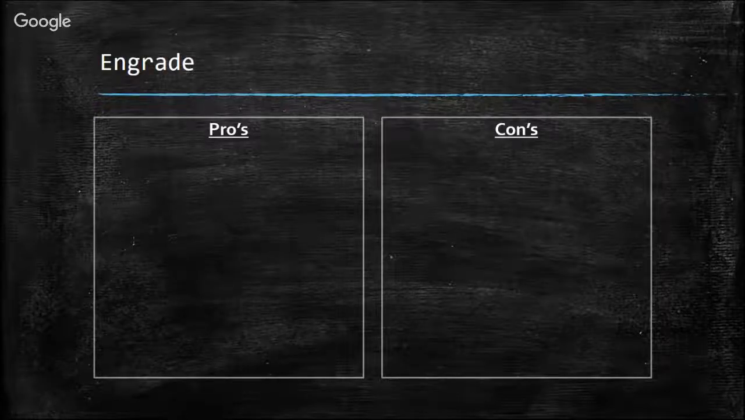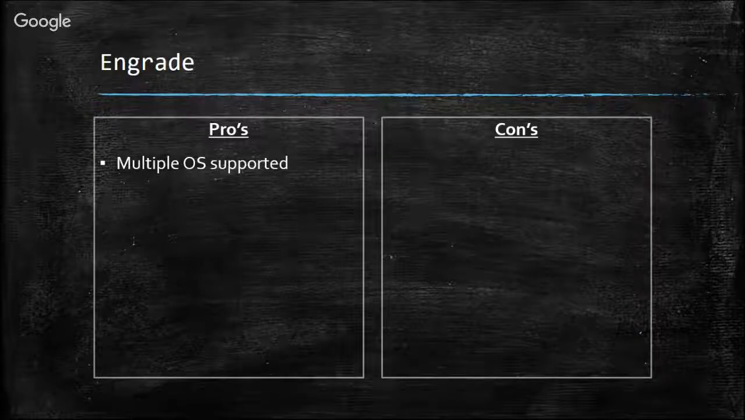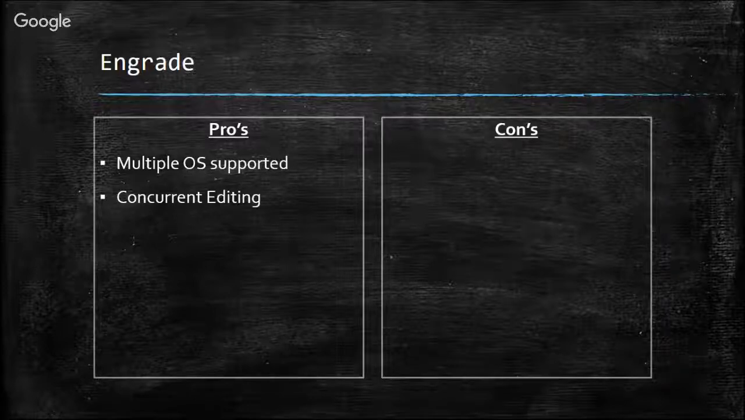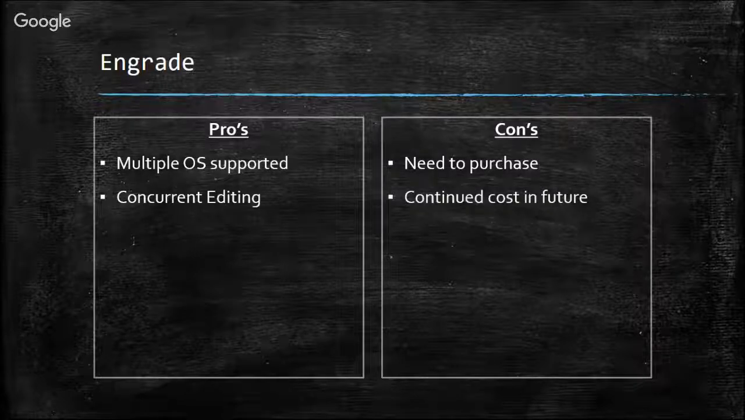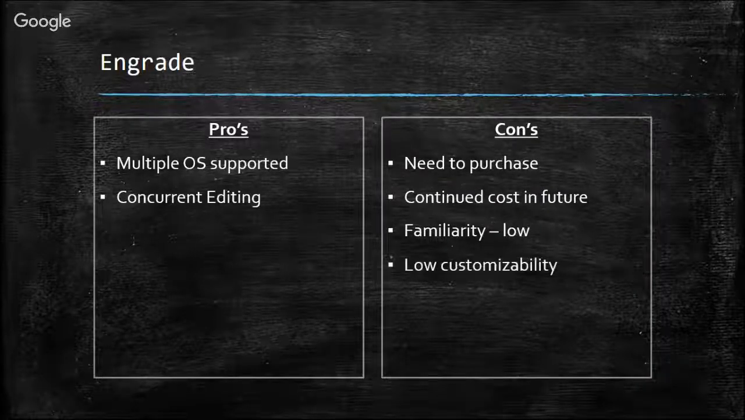Ngrade is a product that we would use. It's in browser, so it works on many operating systems because it's in browser. Concurrent editing works, but we need to purchase it. Familiarity: nobody's familiar with it. Customization: we can't add new code because we don't actually own any of this.